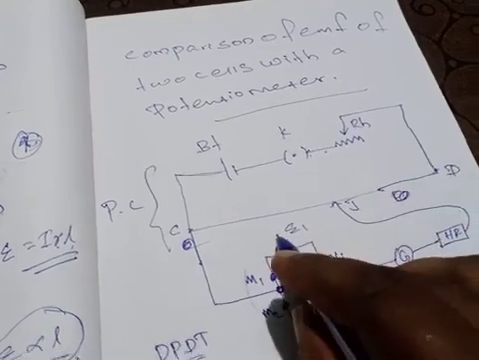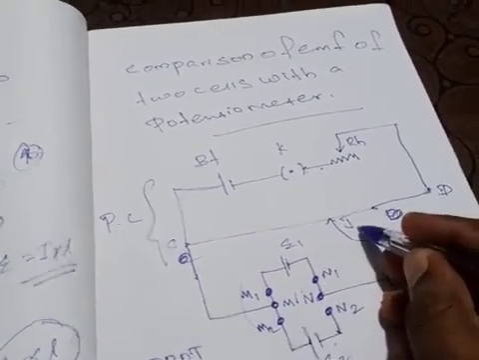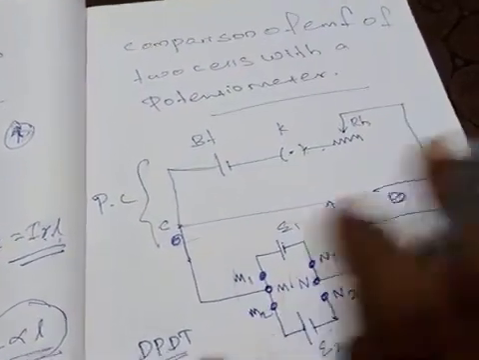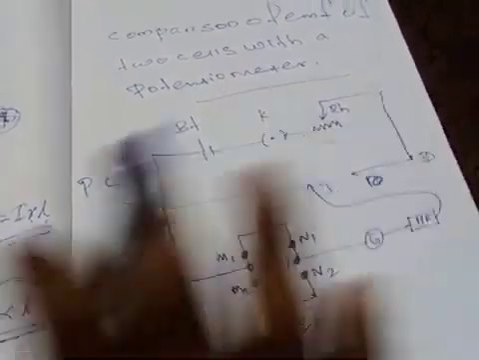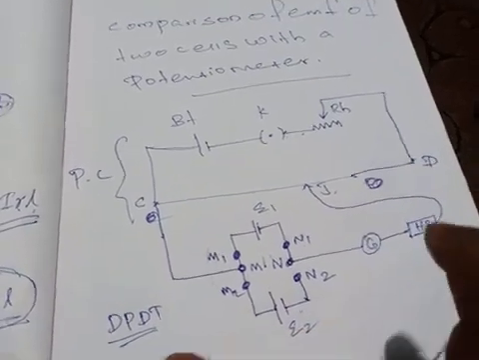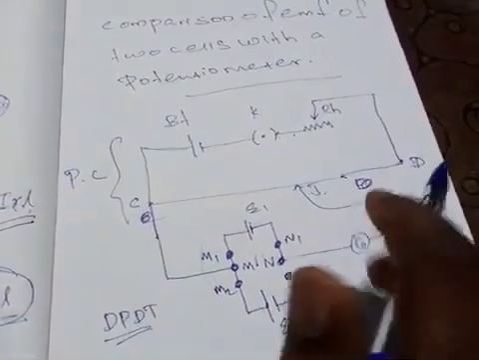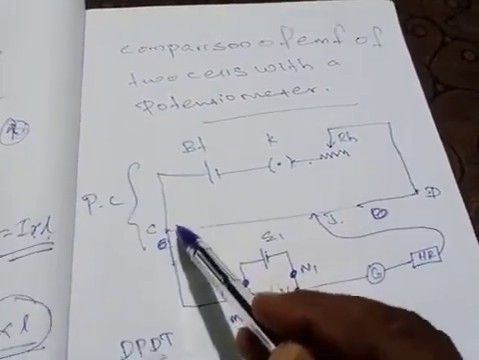Then we will change the switch to the other side. Now we will find the balancing length. Then comparing the balancing lengths gives the ratio of the EMFs. So this is how the circuit works. For that, first you see the things connected.